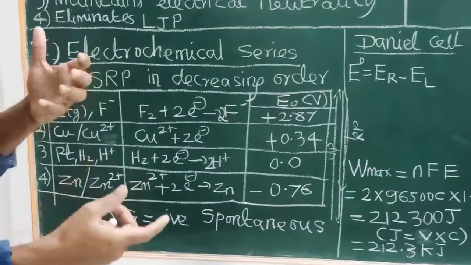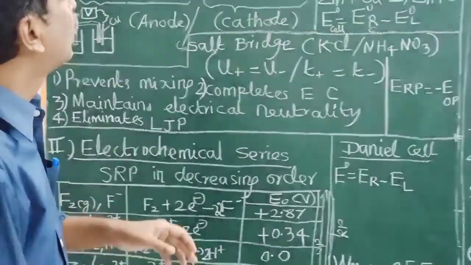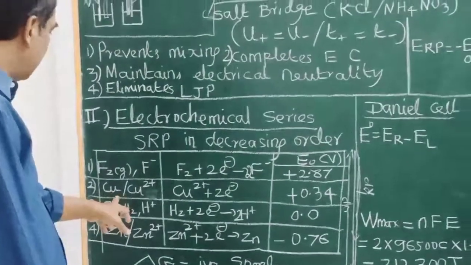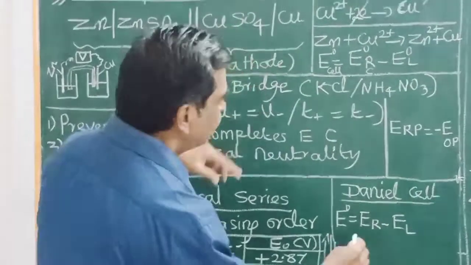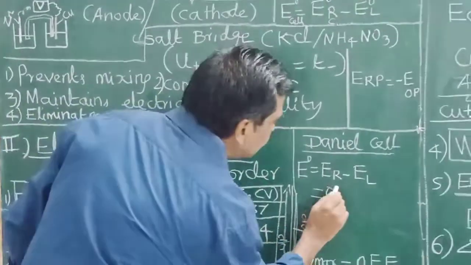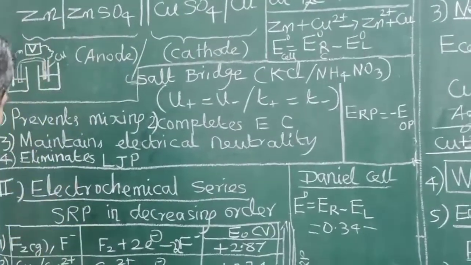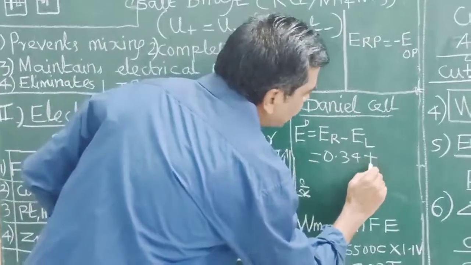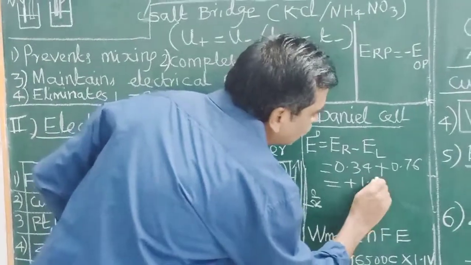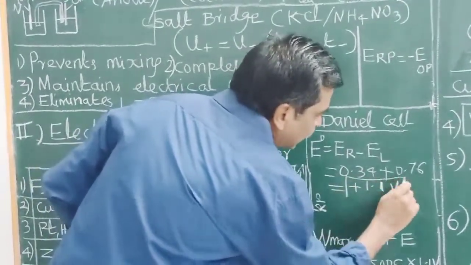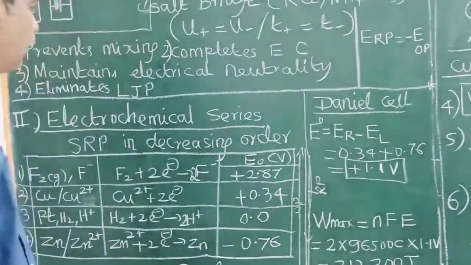For example, we compare density with the density of water. Now let us calculate. Here I have given the standard reduction potential of copper as E right. Therefore, this is equal to 0.34 minus the standard reduction potential of zinc, the left anode, which is minus 0.76. Minus of minus is plus, therefore plus 1.1 volt. In fact, the Daniel cell generates a voltage of 1.1 volt.